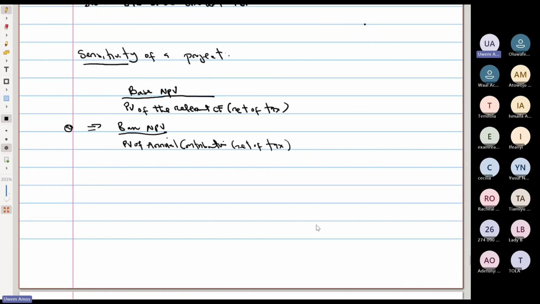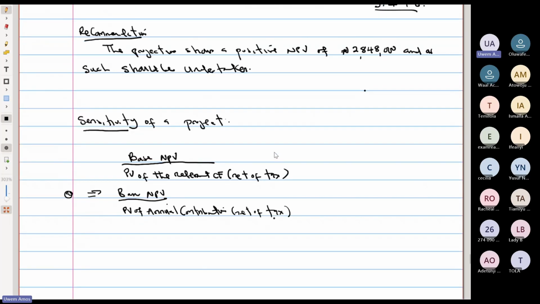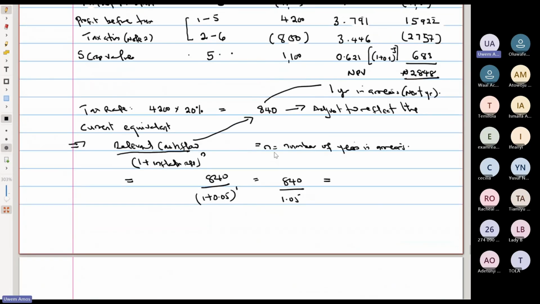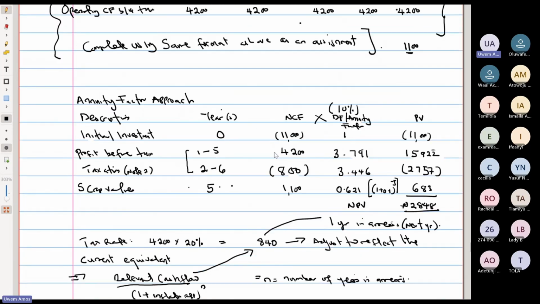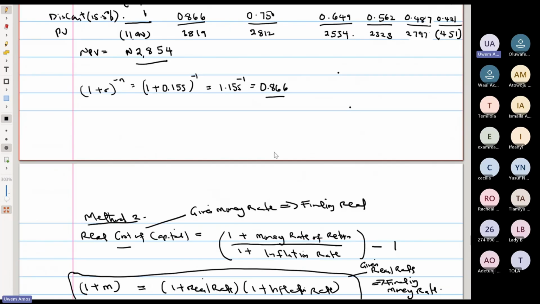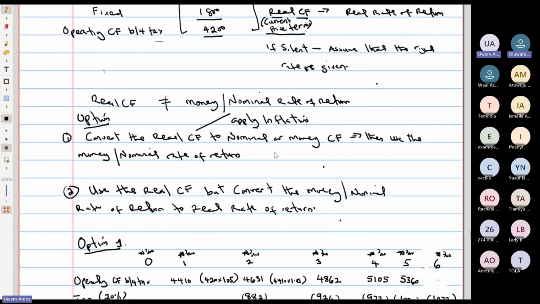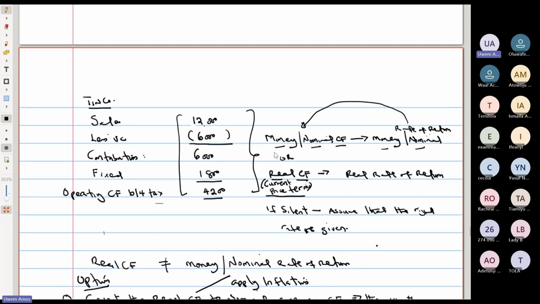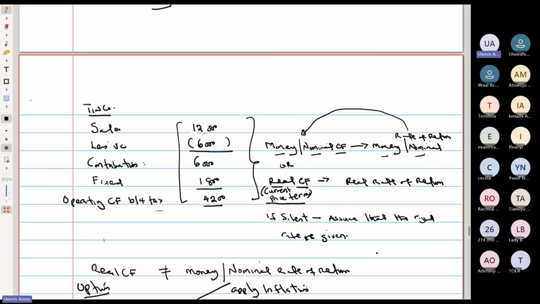So let's do that quickly. What is our contribution from our question? We know our NPV now. We're using method 2, the annuity factor. NPV is 2848, so we know that. So what's our contribution? Our contribution, not our operating cash.